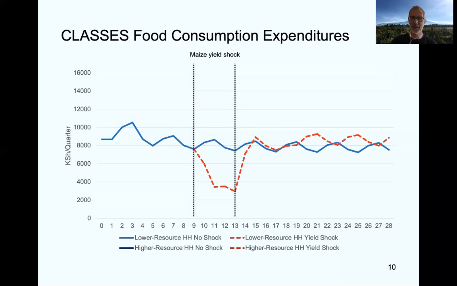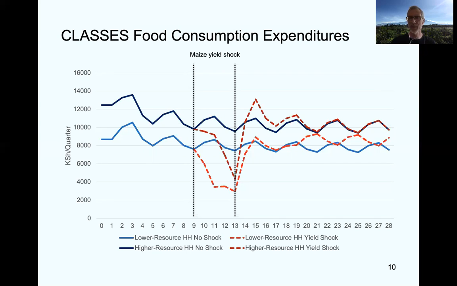If we impose a shock on this particular household, what we see is, not surprisingly, that their food consumption expenditures are very much affected. They drop to less than half of their previous levels during that period of time where there is the maize shock, but then they also recover. A higher resource household has a similar sort of pattern, starts at a higher level of food consumption expenditures, again, same seasonal variation that is occurring there. But it's affected somewhat differently by the shock. First, it's less affected, and then it sees a fairly rapid decline like the low resource household, but also recovers.